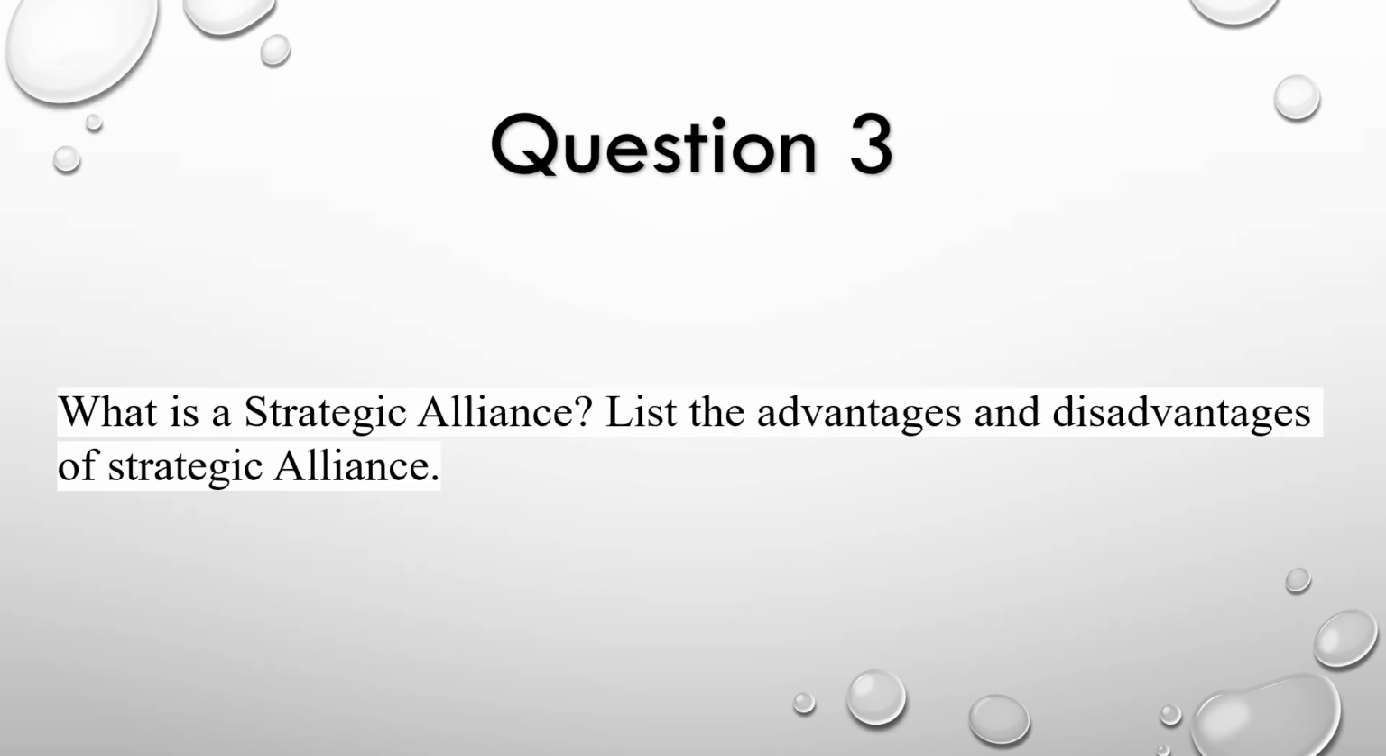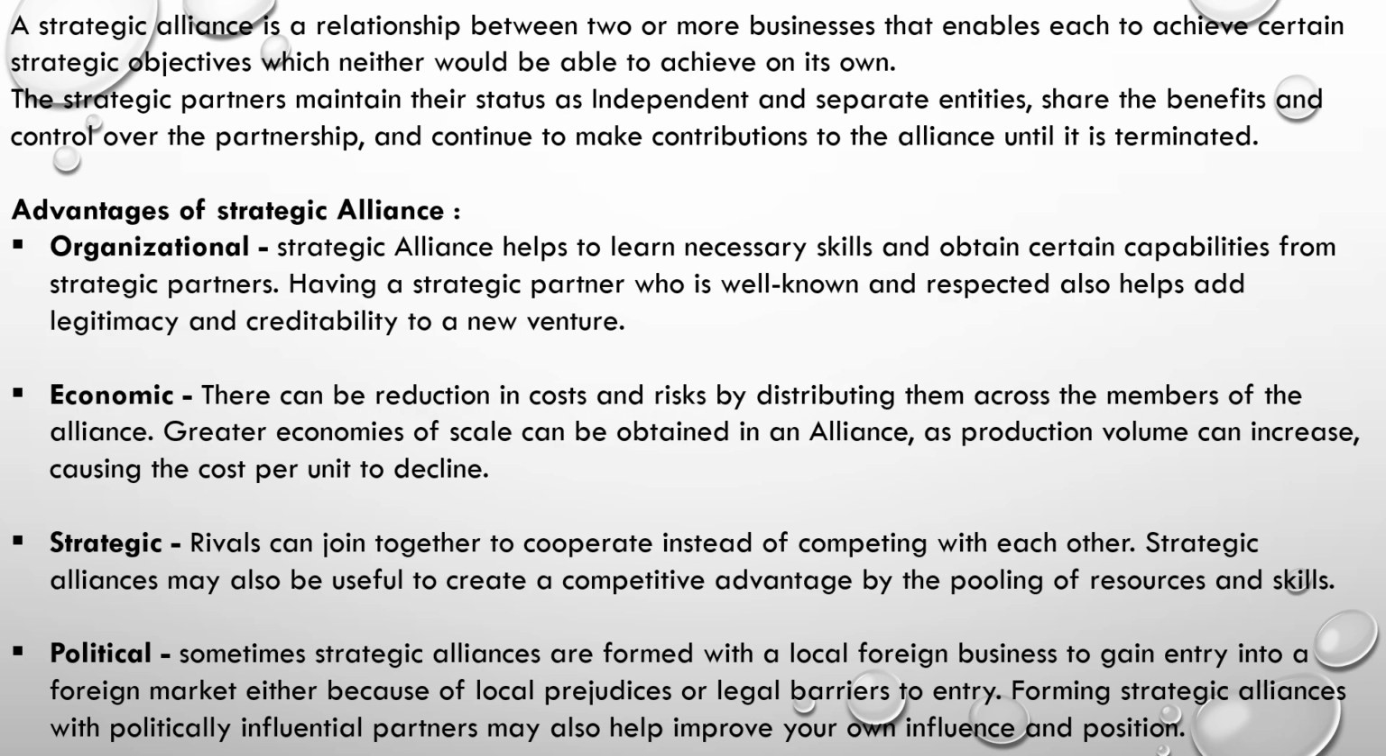Question number 3 is what is a strategic alliance? List the advantages and disadvantages of strategic alliance. A strategic alliance is a relationship between two or more businesses that enables each to achieve certain strategic objectives which neither would be able to achieve on its own. The strategic partners maintain their status as independent and separate entities, share the benefits and control over the partnership, and continue to make contribution to the alliance until it is terminated.